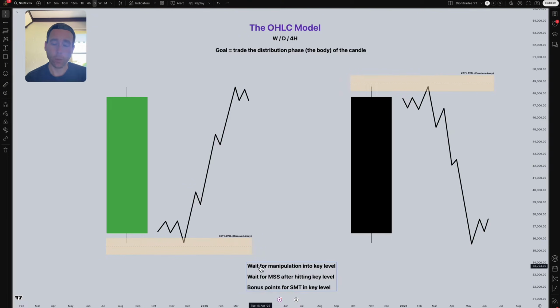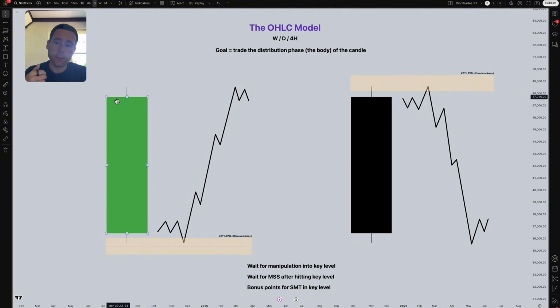You get the point. When price hits that key level, you wait for a market structure shift, the last swing high that made the low, or the last swing low that made the high. And bonus points if in this key level there's an SMT created, aggressive sells, aggressive buys, smart money reversal. If you're not sure what that is, I have dedicated videos to market maker models and to key levels here on the channel. And now the main question, how do you use this?